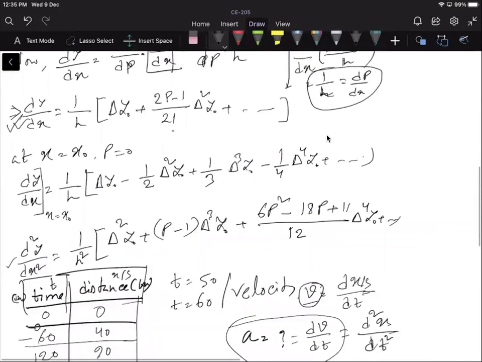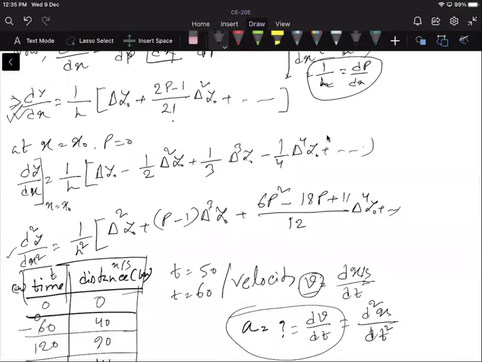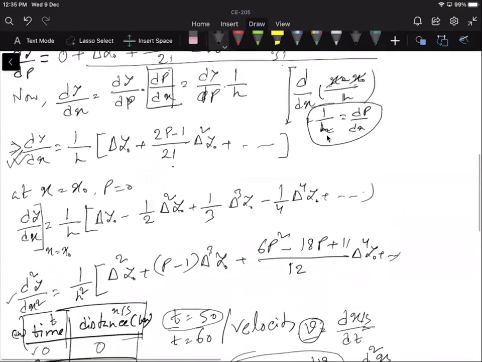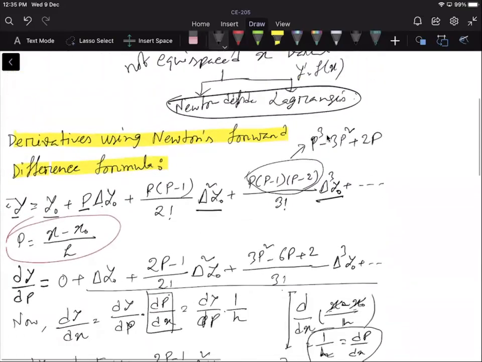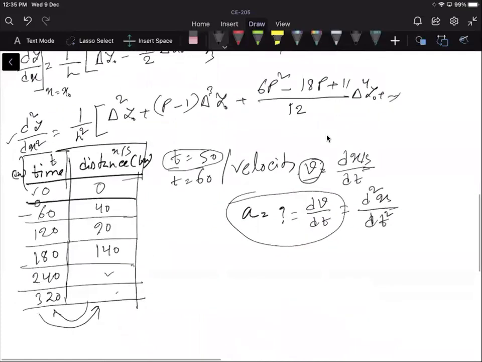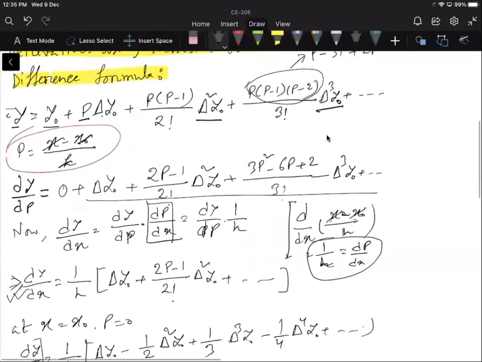So for a certain point, suppose t is equal to 50, you know the initial point and another point, so you can simply calculate p. x0, and h is nothing but the increment, that means 0, 60, 120, 180, 240, 330. That means h is equal to 60 in this case. So if you know this, all the things are known, h is known to you.